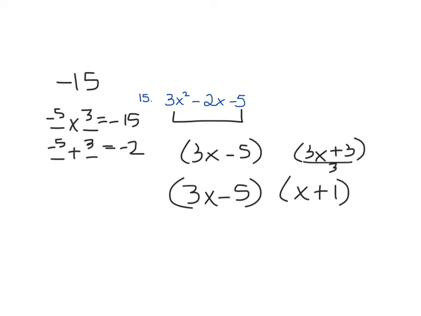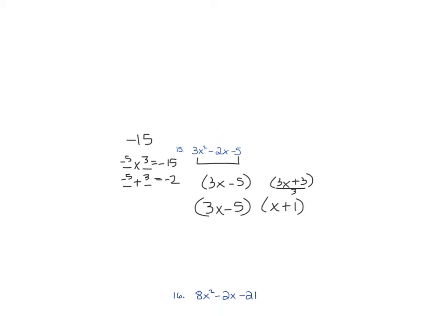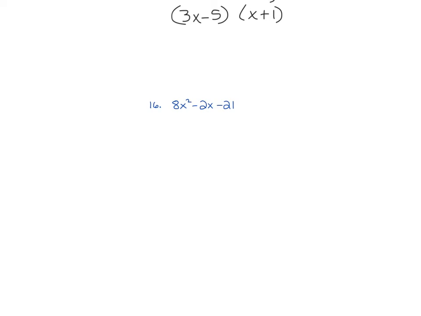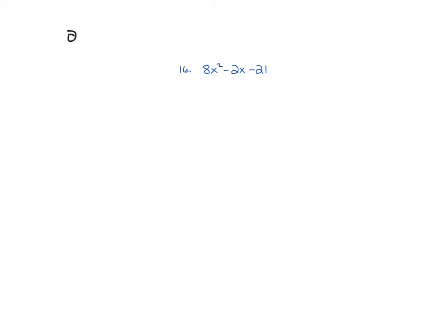Now, sometimes you're going to have to simplify both. All of the ones we've done so far, only one needed to be simplified. But sometimes both of them could have a GCF. Let's try number 16. What are we going to do here? Multiply. So we're going to do 21 times 8, or -21. So then I get 8.